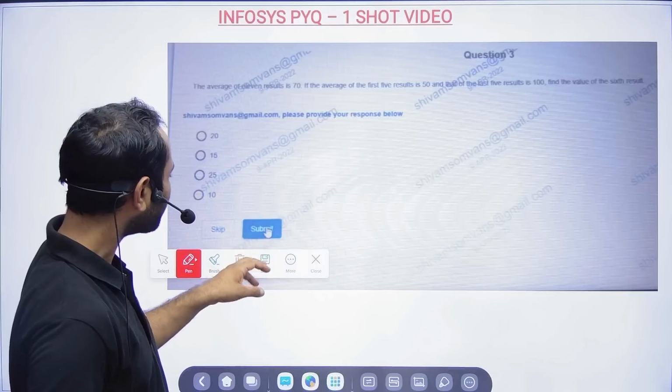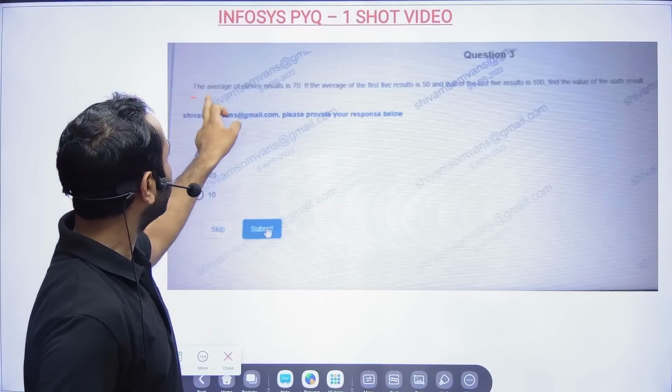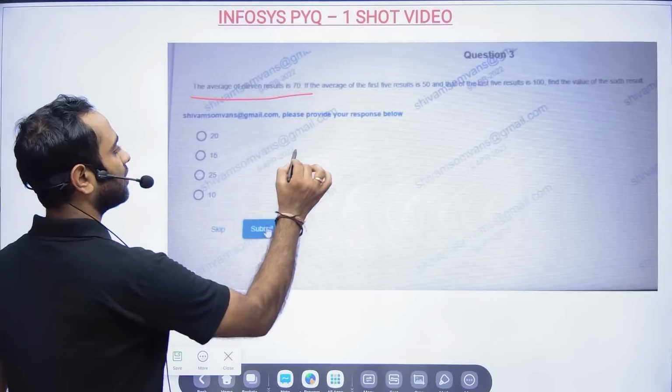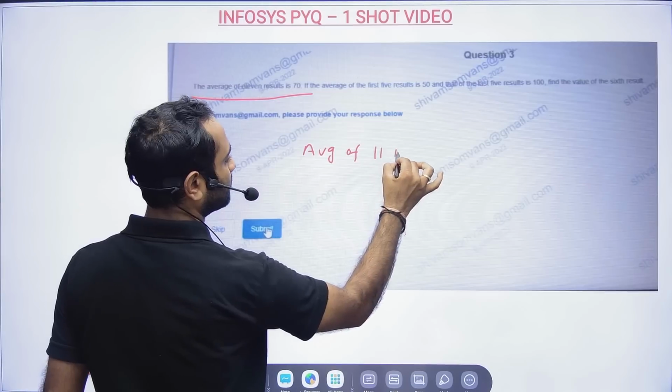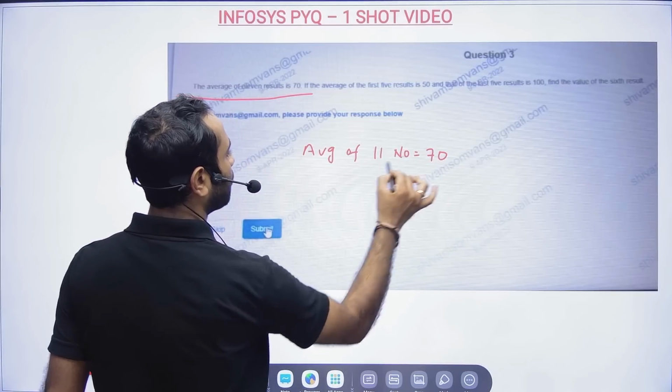Okay. Now, the average of first 11 numbers is 70. So what will be the sum?